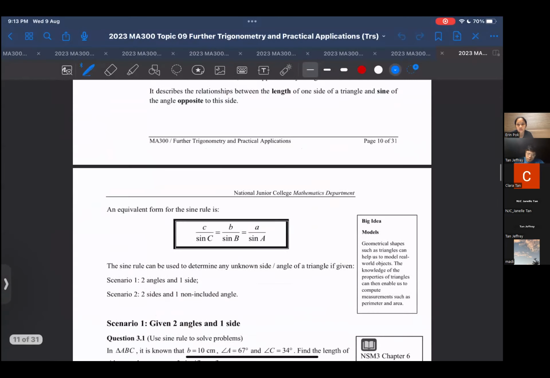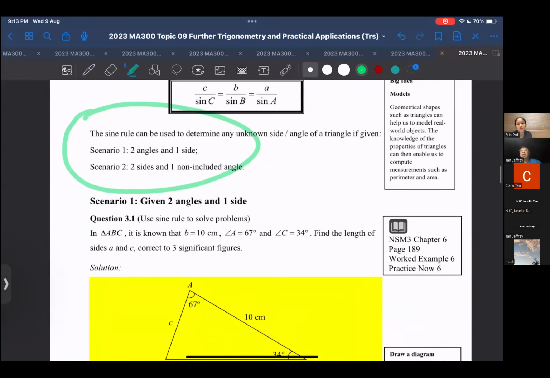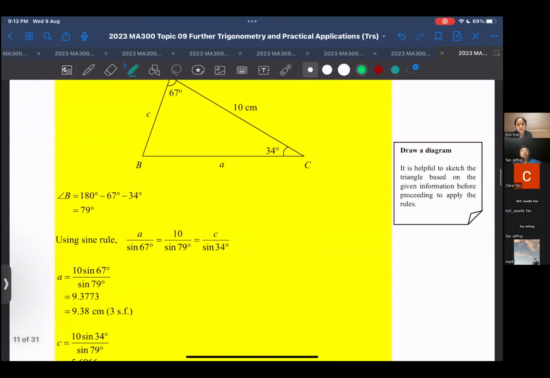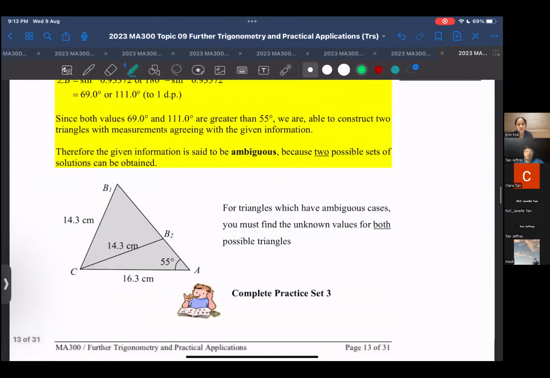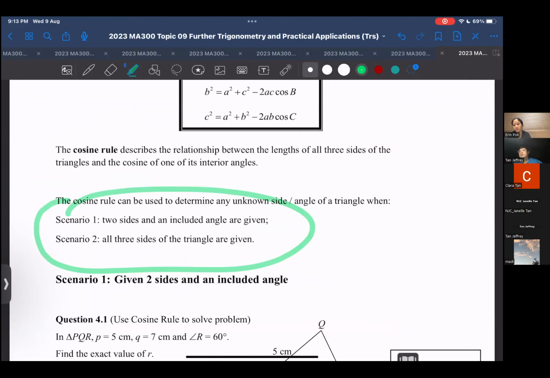Okay, this part. The sine rule can be used to determine an unknown if you have two angles and one side, or two sides and one non-included angle. Which is not easy to remember. Okay, then cosine rule. When do you use cosine rule? When two sides and one included angle are given, or all three sides are given.